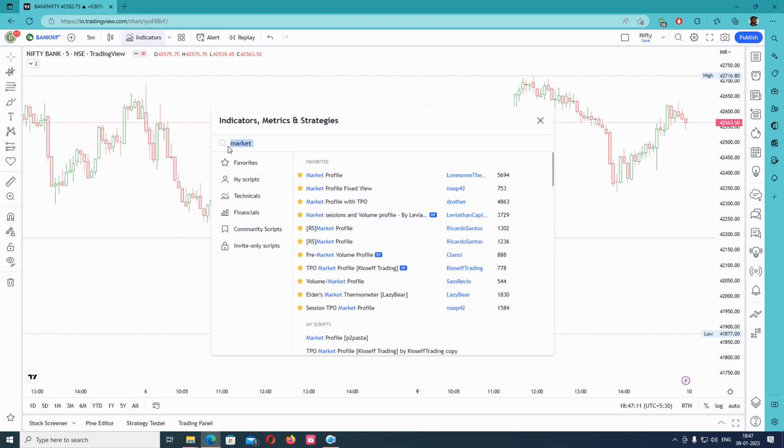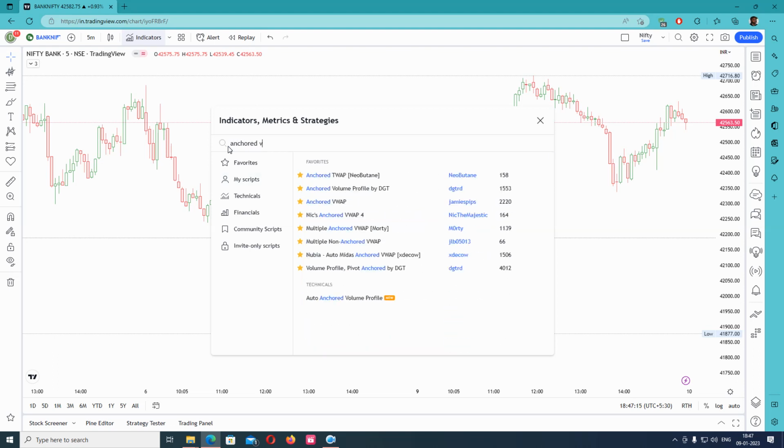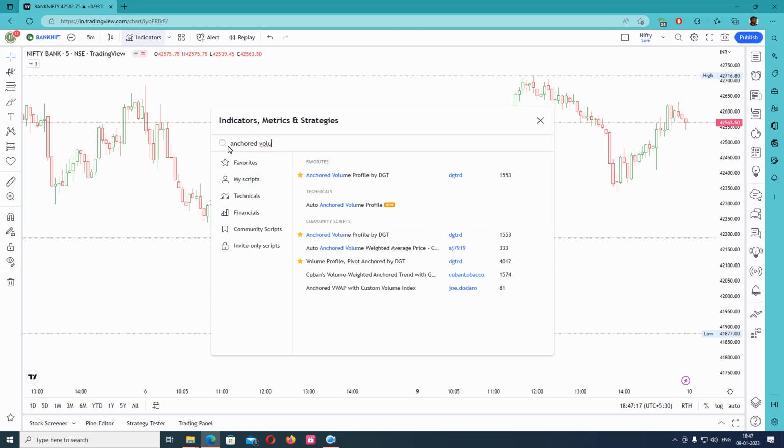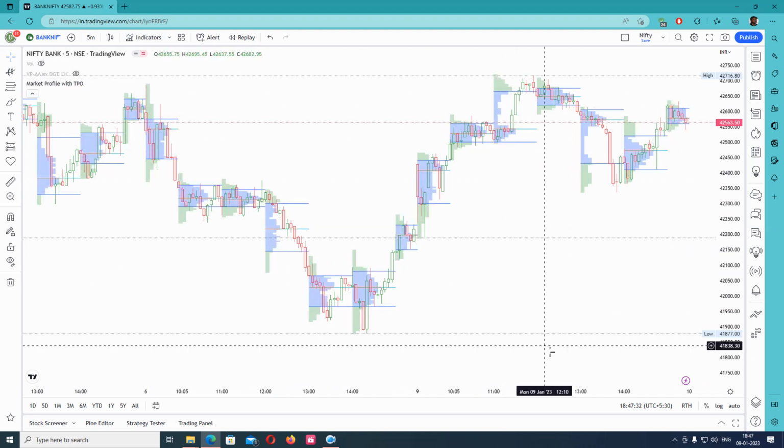Second one is anchored volume profile by DZT. So this is the indicator I am using, correct? So let me show some of my small customization actually. So let me show. Yeah, so this is the indicator.